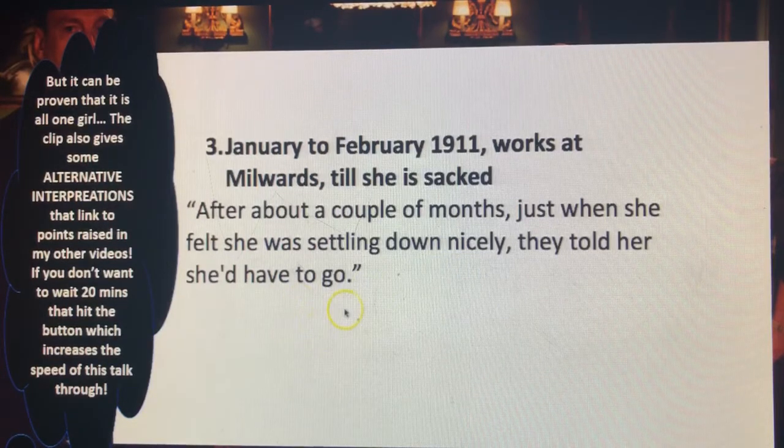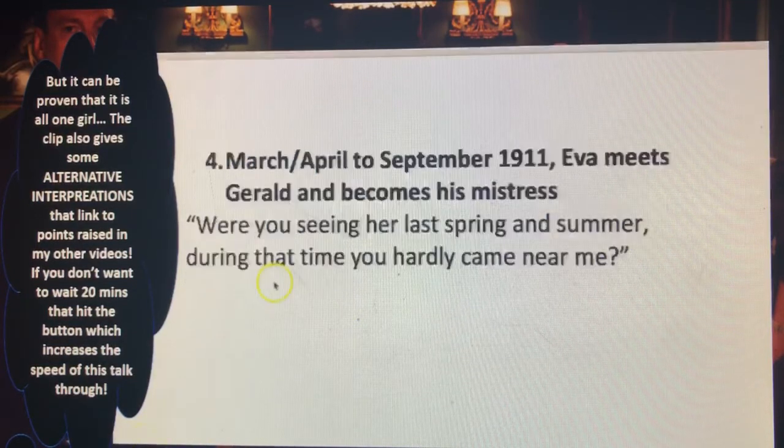And it's worth bearing this in mind, because Priestley isn't arguing for the country to overturn capitalism. He's asking for capitalism with a moral conscience. And it's the moral conscience that he says is lacking in these business owners and the rich. Now the dates coincide again. March and April to September 1911, Eva meets Gerald at the Palace Bar, the theatre, and becomes his mistress.